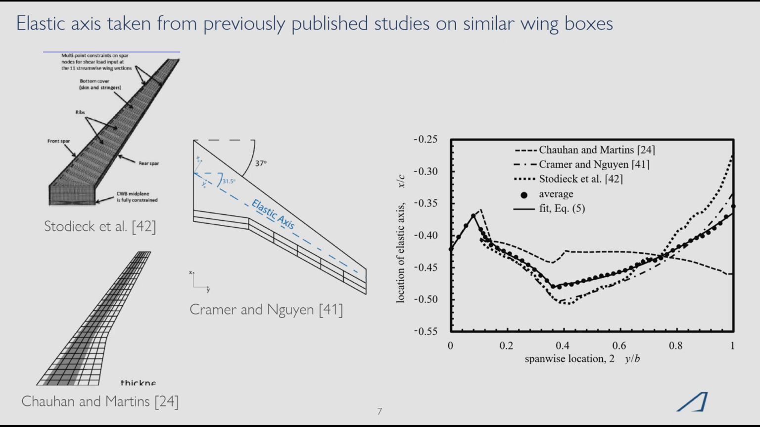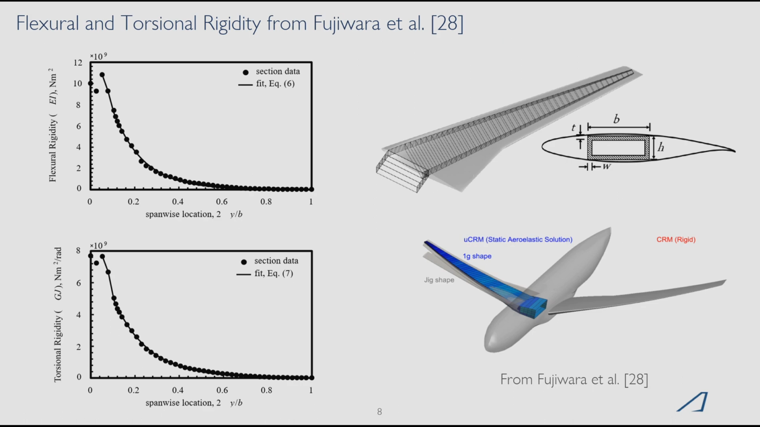There are a few previously published studies on very similar wing boxes designed for the CRM, and I've presented them here in this paper along with an average. So the reader can go through and choose which one they like and which one they want to use. The flexural and torsional rigidity were also taken from previously published data from a study involving aerostructural optimization using the UCRM geometry.